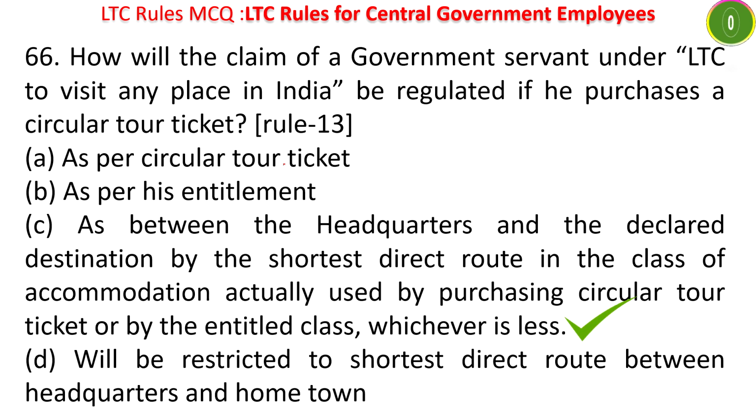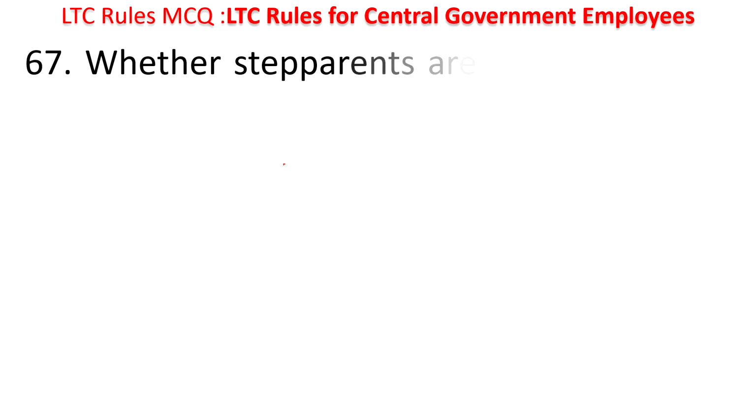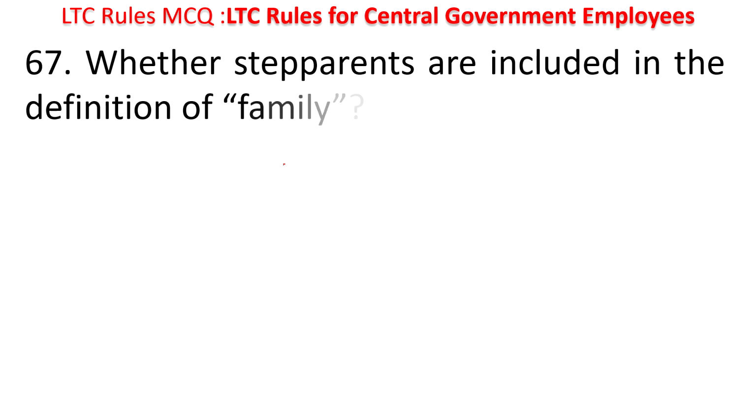As between the headquarters and the distance between the headquarters and the declared destination by shortest direct route, in the class of accommodation actually used by the purchasing the circular route or ticket or by the entitled class, whichever is less. Next question. Whether step parents are included.